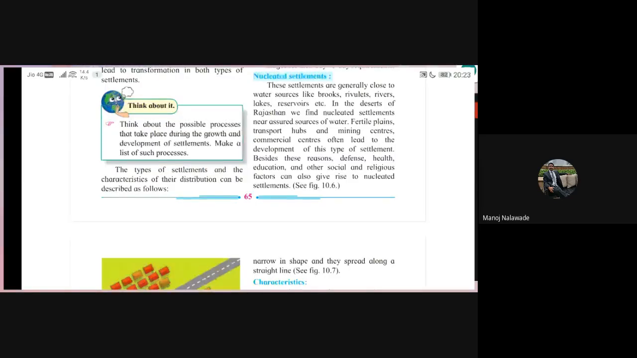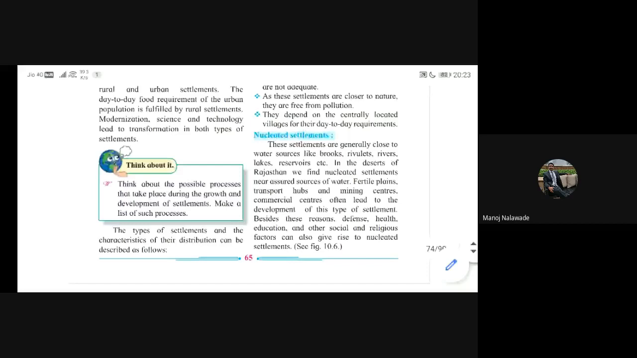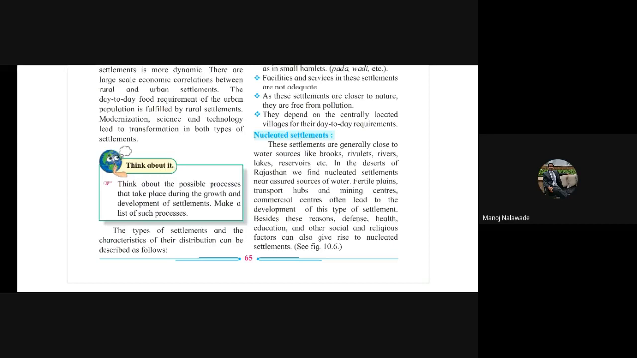These settlements are generally close to water sources like brooks, rivulets, rivers, lakes, reservoirs. So basically, if I take the example of my village, then my village is near the river. That river's name is Malungi. If you see many villages, these villages are settled near water resources like brooks.